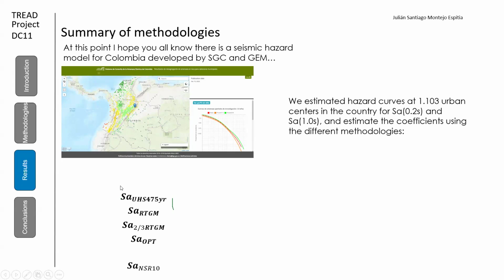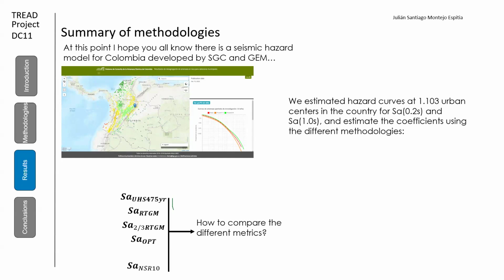So the first one is the one using the uniform hazard spectra. The second one is the risk targeted ground motion. The third one is a variation, which is the one that is really used in the code. That is 2/3 of the risk targeted ground motion. We calculated also the seismic demand using the optimal coefficient methodologies. And we have this lonely one that is the seismic demand from the current code that was released in 2010. And we compare the metrics.